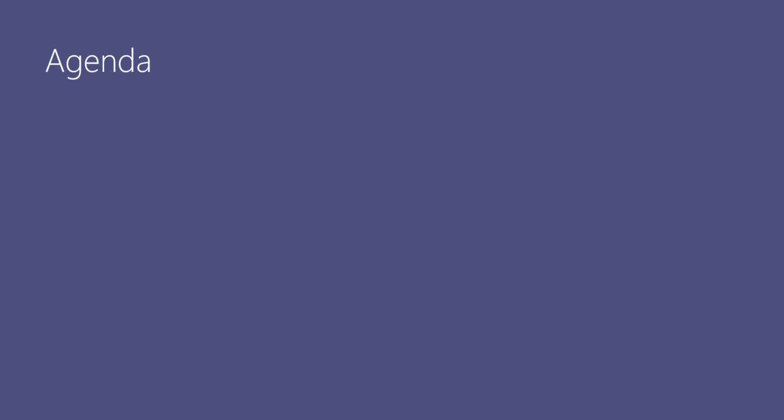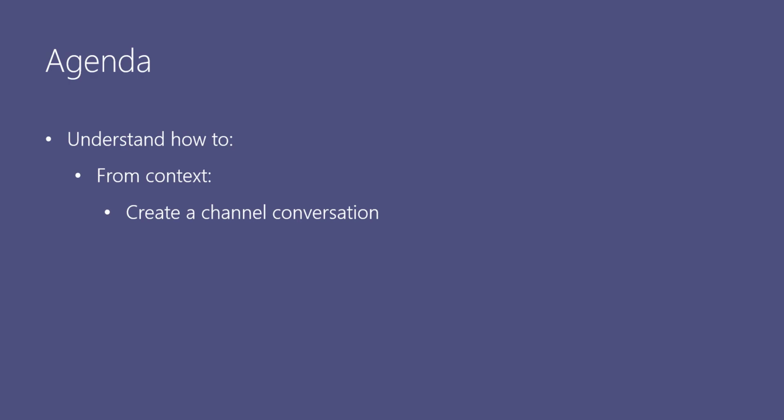In today's agenda, we are going to cover the following topics. Understand how to, from a context, which means from a user-initiated interaction, be able to create a channel conversation, like it's done in the FAQ Plus bot. Continue a user conversation, again, as is done in the FAQ Plus bot, to notify users about updates.